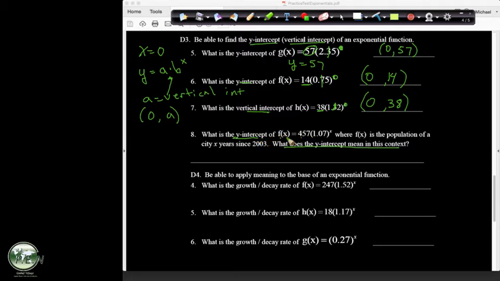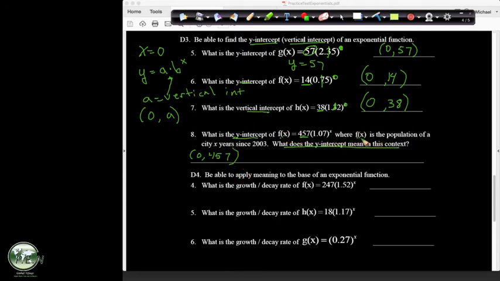So what is the y-intercept? 457. And again, it should be listed as an ordered pair, (0, 457). When x is 0, y is 457. That is the vertical intercept. What does it mean?